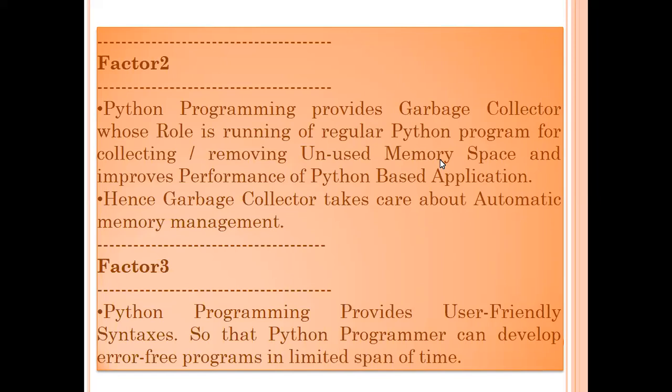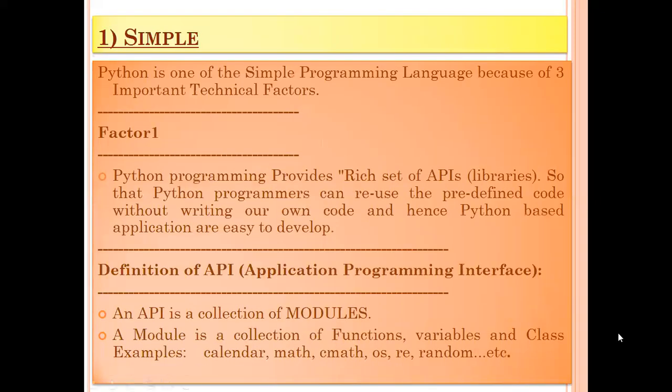The thing is, when we talk about Python programming, it has its own APIs. It's not like that. It has its own APIs. As I've told you, it's mentioned here. APIs are a collection of modules. Python programming has modules, and a module is a collection of functions, variables, and classes. See, it's mentioned here. So it has its own APIs.